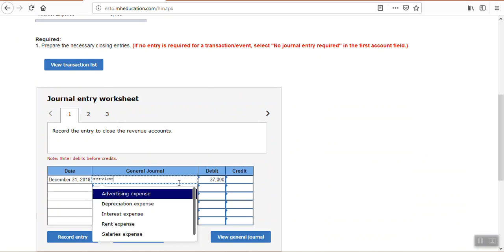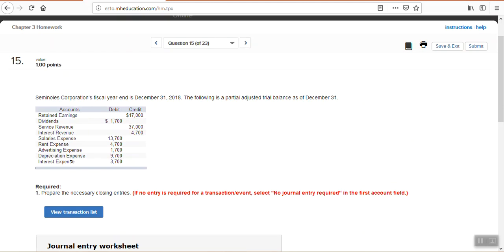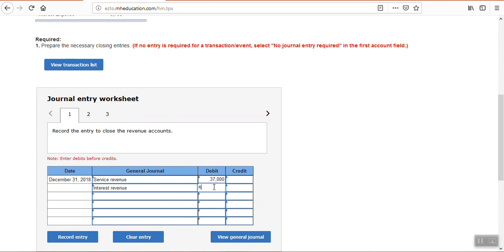And that would be our service revenue. And I think the other one was interest revenue. And interest revenue was $4,700 credit, so we're going to debit $4,700. And that's going to wipe those accounts clean, zero them out, and get them ready for the following year. So 37, looks like that's $41,700 that we need for a credit. And when we close revenue, we're going to close it to retained earnings. And that's all there is to that one.